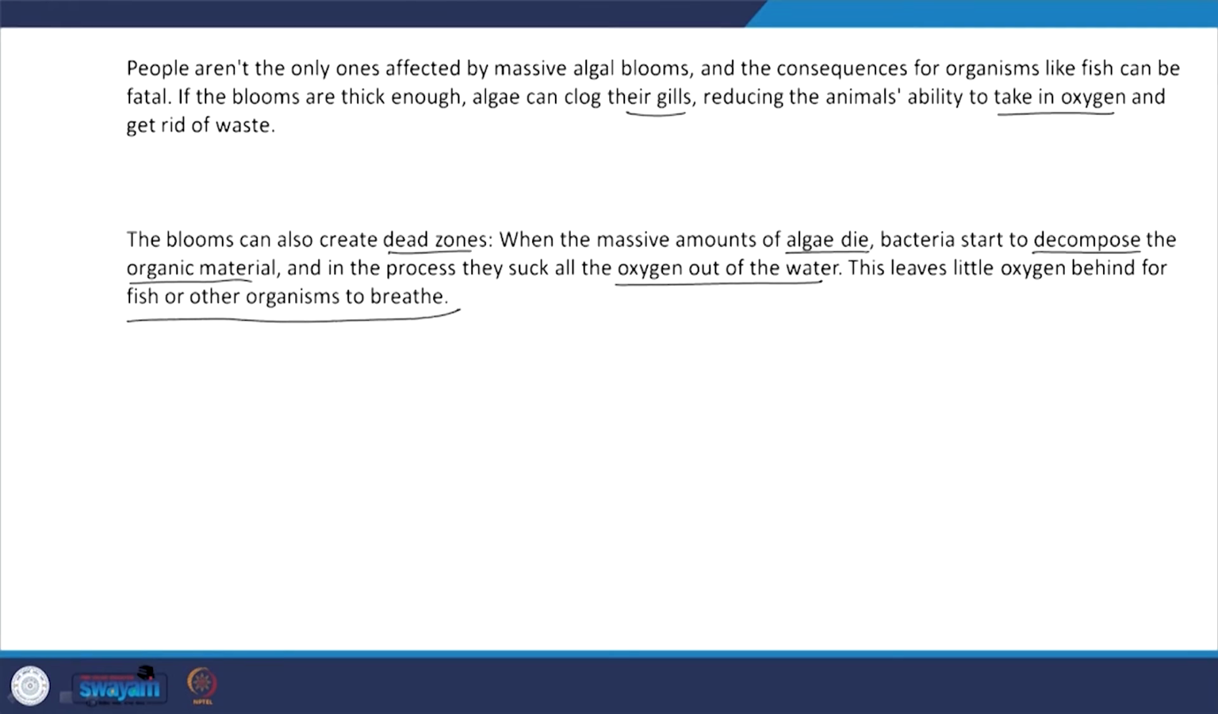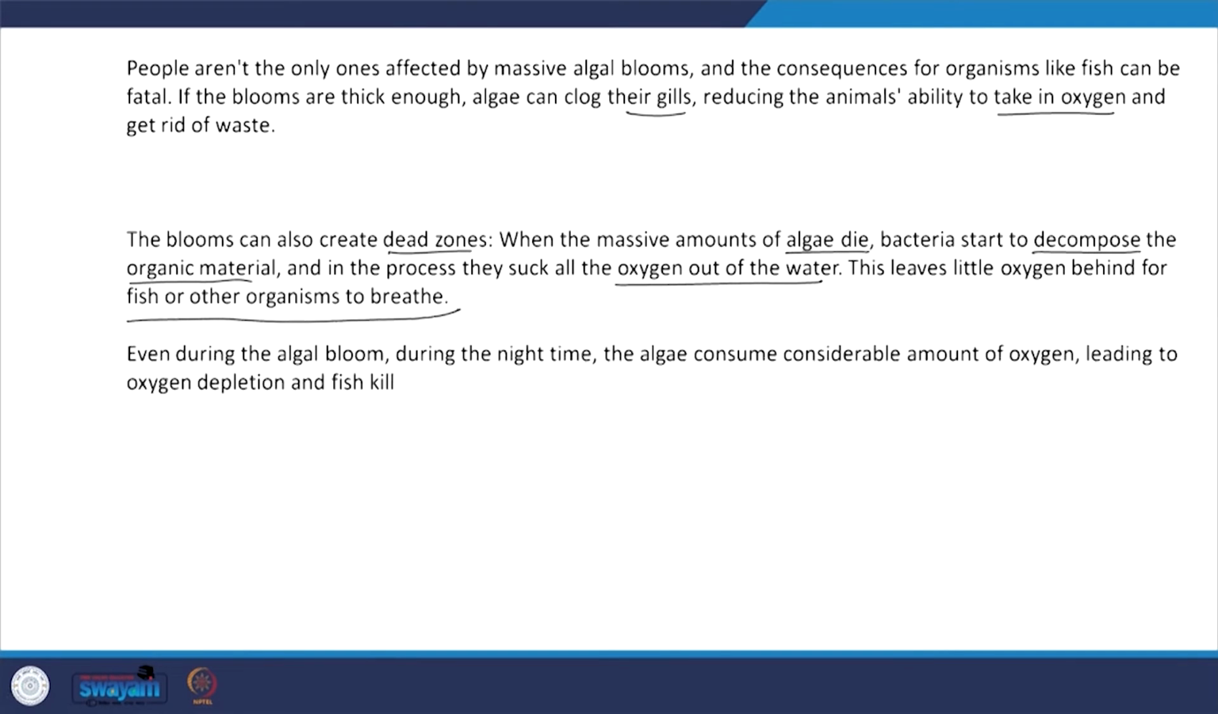So, you have oxygen depletion in your particular system even during the night time. Again, photosynthesis, you know the principle. Algae consume considerable amount of oxygen, leading to oxygen depletion and fish kill. This was seen in Bangalore, as in for all purposes it seemed like the lake was fine, but in the night or in the early morning you saw a lot of fish floating up because they were dead, and people were not sure, but the issue was oxygen depletion in the night due to algal growth. So, that is something to keep in mind.